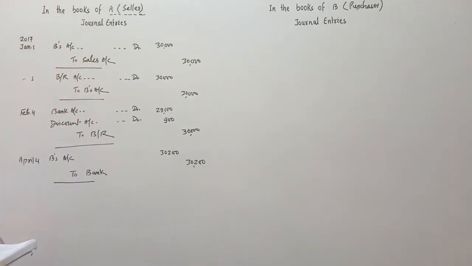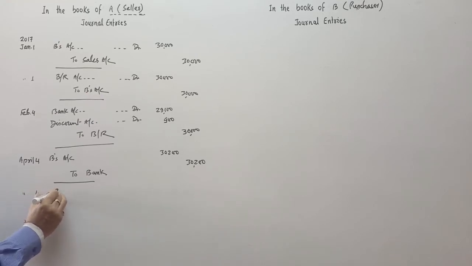Is it clear? On 4th April, B accepts a new bill at 2 months. On 4th April, B accepts a new bill, which means it's a renewal of the bill for 2 months, then due to A together with interest. So first of all, we will calculate the interest.